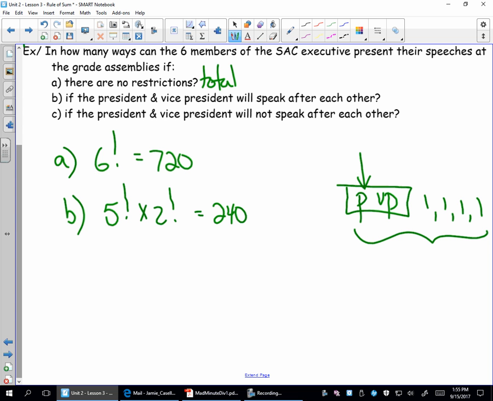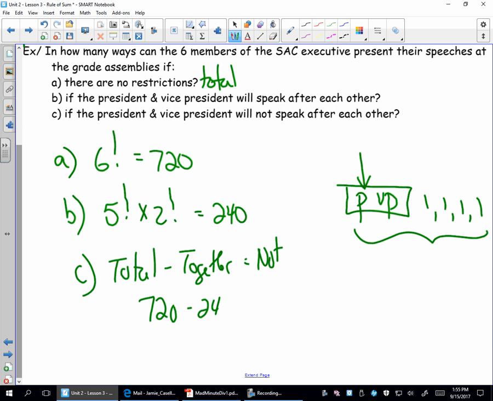Part C, what happens if they will not speak one after each other? Well, that's an easy question now. Total minus together equals not. There's our indirect method coming into play. If I subtract that, I get 480.